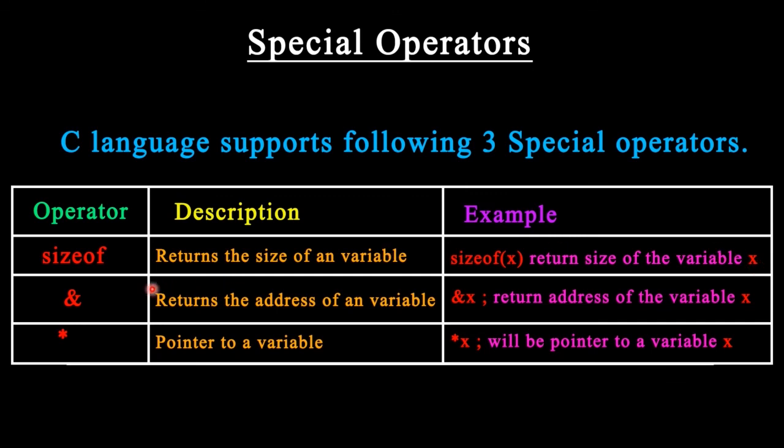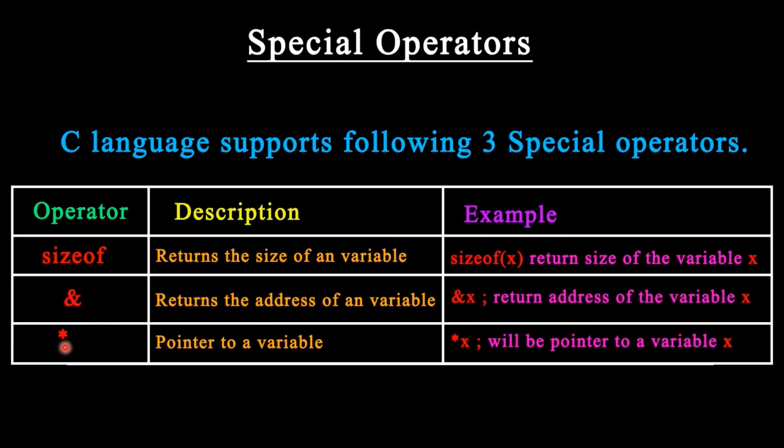Now next, the ampersand sign. In special operators, what it does is it will return the address of a variable. This is the syntax of writing this special operator, which is ampersand x. What it does is it will return the address of that particular variable, which is x. So for example, x has a value 5. Where this x equals 5 is saved on our computer, it will give us the address of that particular memory location in our computer.